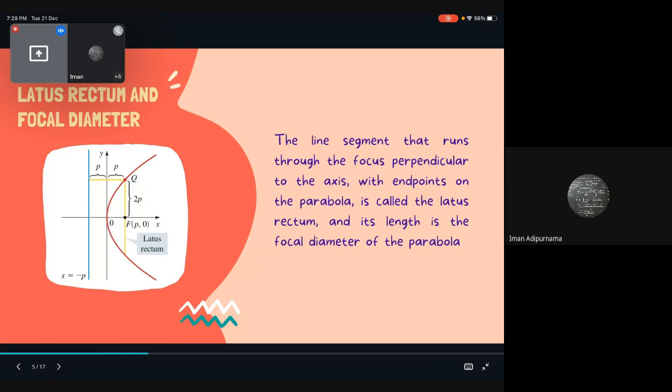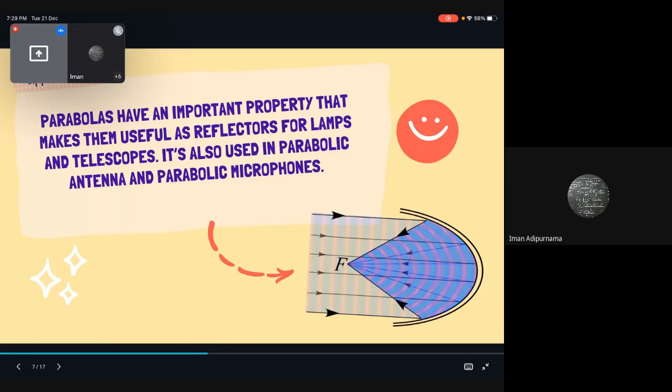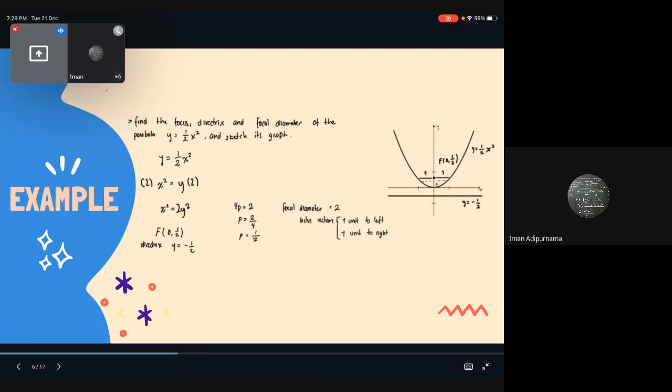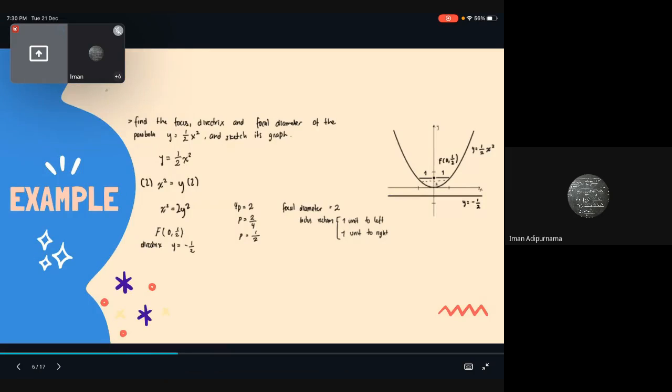Here I put the graph. You can see the latus rectum and the focal diameter. Then we have a simple example. Here we have to find the focus, directrix, and focal diameter of the parabola, given the equation, and then sketch the graph. Usually the exercises will look like this. In the notes that I will provide you, I put some examples and exercises if you want to practice this. It's really simple. So here we have the equation, and this is how to solve it.